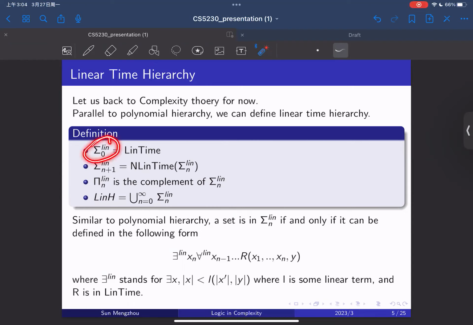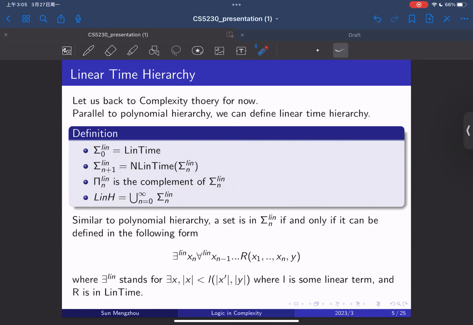So Sigma 0 linear is all the languages which can be computed in linear time, and we have Sigma n+1 linear. If we have already defined Sigma n linear, then Sigma n+1 linear is all the languages which can be computed by a non-deterministic linear time Turing machine with an oracle in Sigma n linear time. And Pi n is the complement of Sigma n, and the linear hierarchy is the union of all Sigma n.